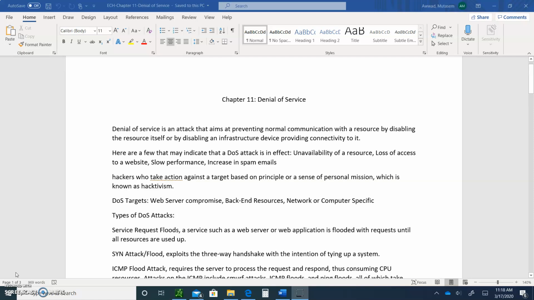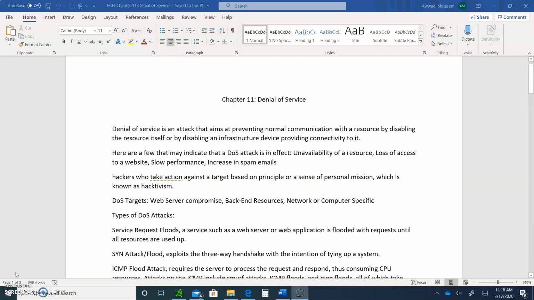For example, a SYN attack exploits the TCP three-way handshake to make sure that the victim is unable to communicate or is slowed down with anyone else. So TCP is connection oriented. If you remember, we talked about that early in 270 class. So TCP is a connection-oriented protocol that uses a three-way handshake to create a connection before transmitting any data.